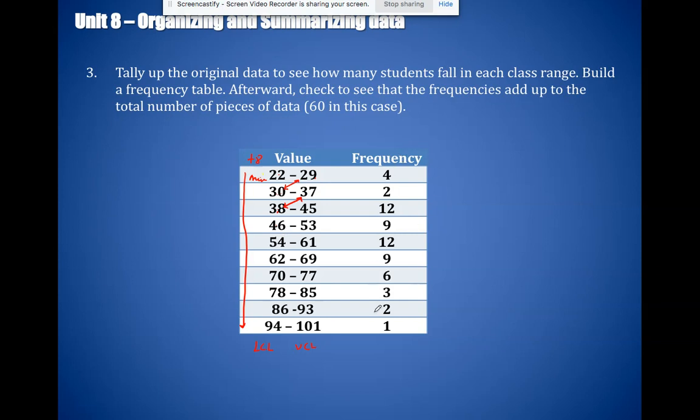And then I just calculated my frequency and what should the sum of my frequency be. Right? Look at how many pieces of data I had. It said we surveyed 60, so this total should be 60. Okay, so that's how I create this frequency chart.